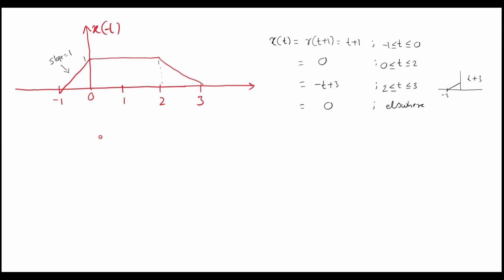We'll try to find energy of this signal. Energy of the signal is calculated using the relation E is equal to integration from minus infinity to infinity of x of t square into dt. So here we can break the integration limit as minus 1 to 0. Here the value is t plus 1, that is t plus 1 square into dt, plus we have 0 to 2.